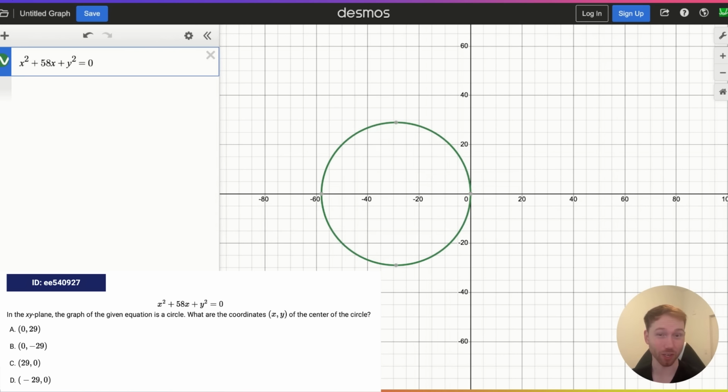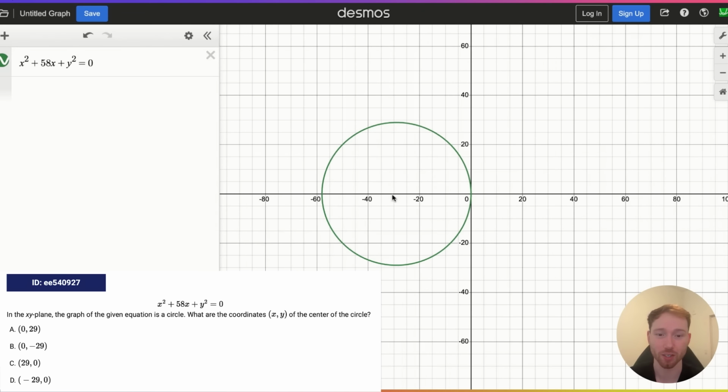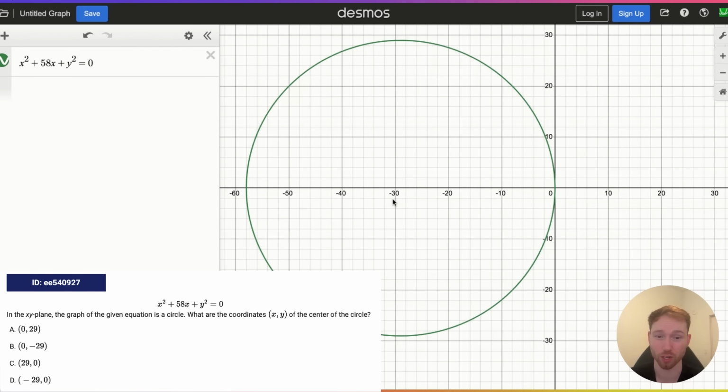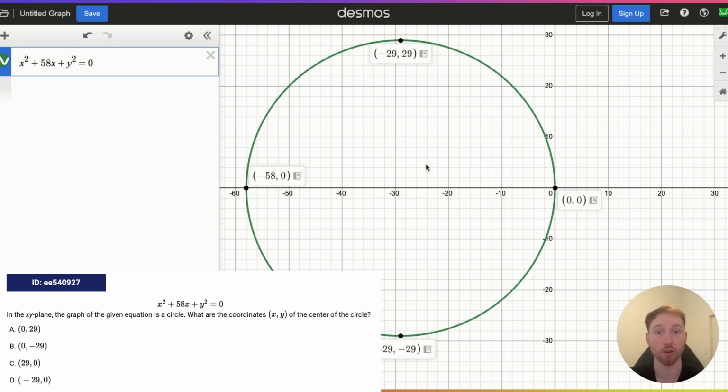And honestly, looking at the answer choices, I can pretty much guess which one's going to be correct. Wouldn't my center be somewhat around negative 30, 0, or negative 29, 0? I can just eyeball it. So very likely it would be answer choice D, because it's going to be negative 29 at a y value of 0. But if I wanted to know for sure, I could take the midpoint. So the point between my 2 edge points, and that would be the center of the circle because it's equidistant from both points.